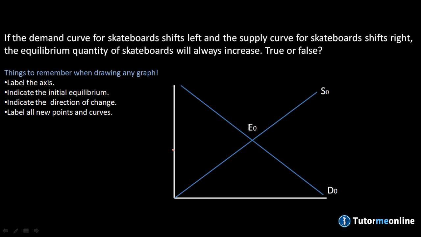So in terms of our question, if the demand curve for skateboards shifts left and the supply curve for skateboards shifts right, the equilibrium quantity of skateboards will always increase, true or false. Now the curveball in this question is this word here, always, and we'll see why.